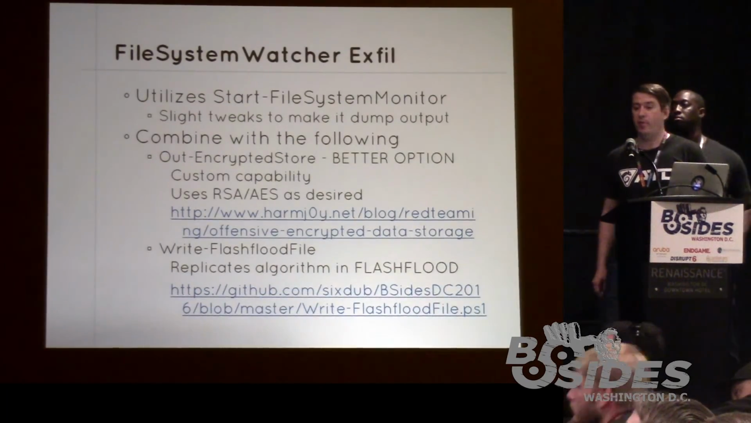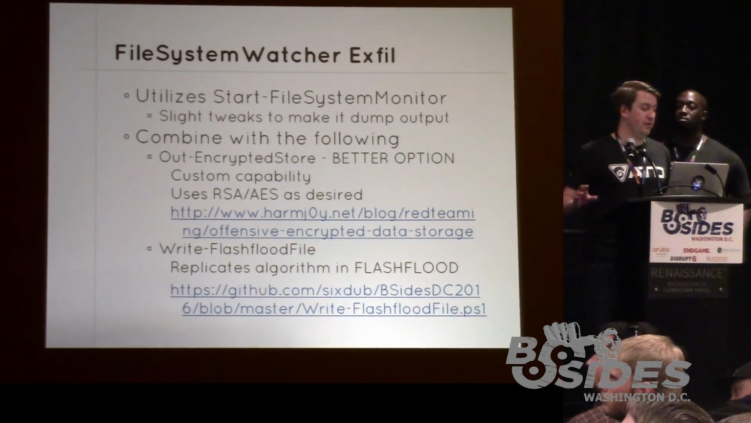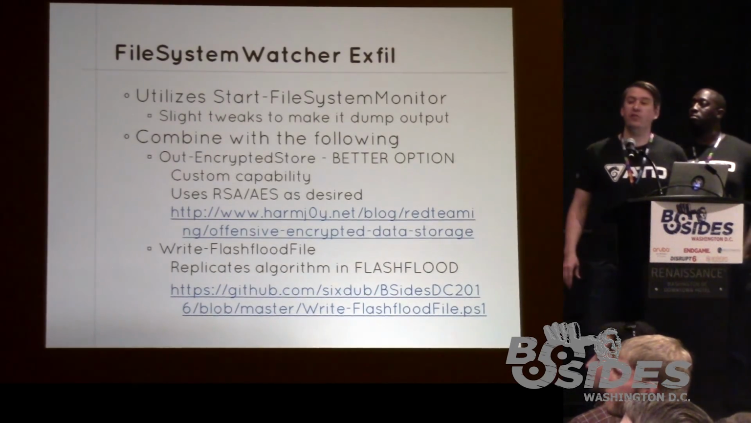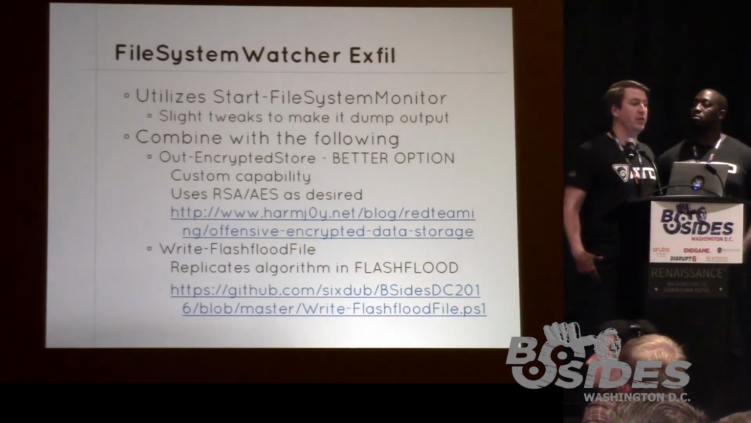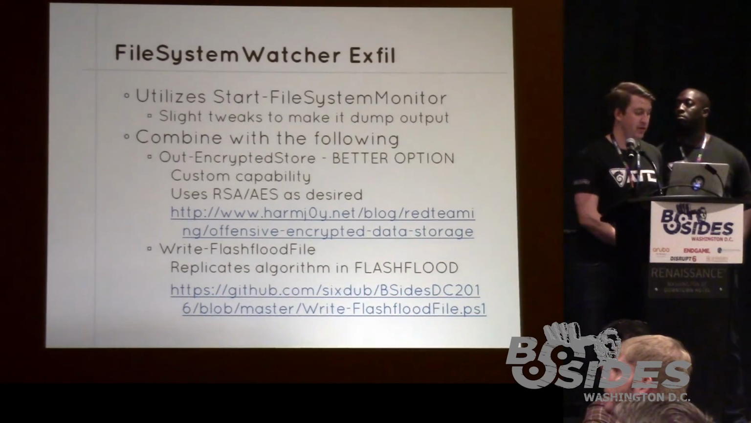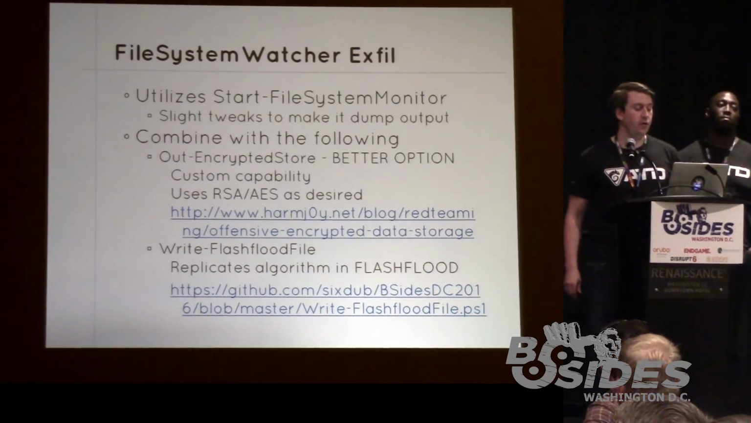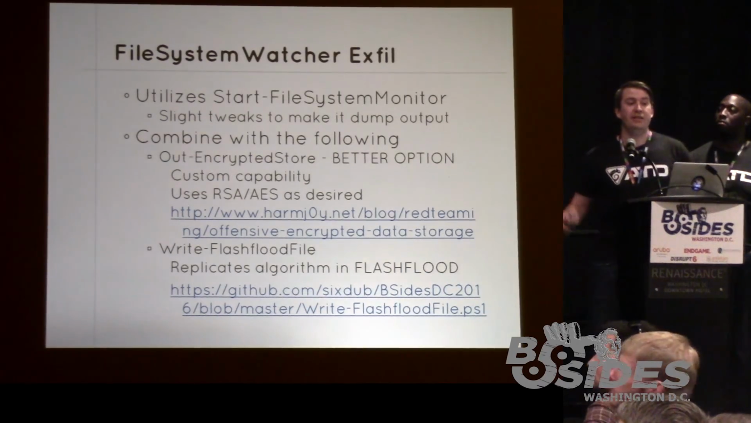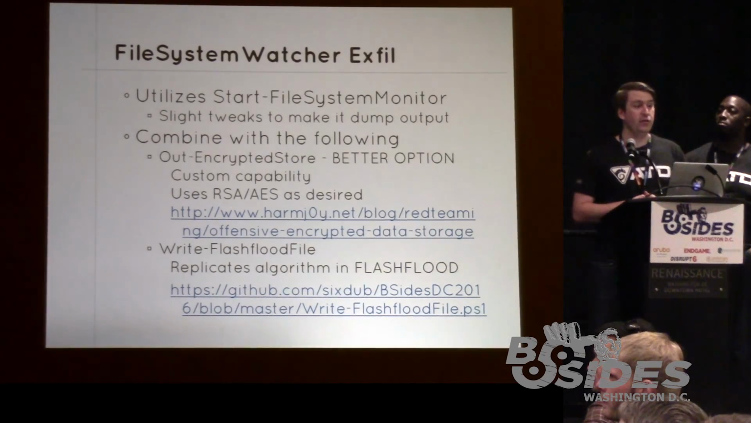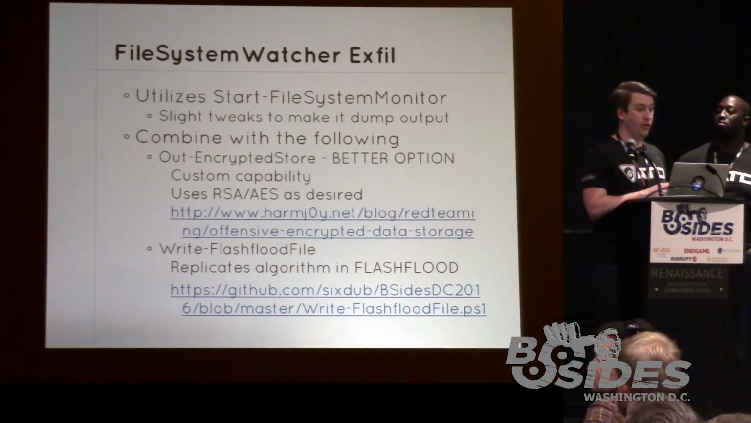So the end tool that we came up with, really good for file shares, utilized the previously written Start-FileSystemMonitor tool with some slight tweaks. In this case, we were using this tool on an engagement where we were specifically asked to emulate a threat. They wanted us to model this specific adversary, APT30. So we created a tool set and an encryption routine called Write-FlashFloodFile, which takes in any file or any byte string off the pipeline and outputs it to the proper location with the proper IOCs, with the exact crypto routine that APT30 is using.